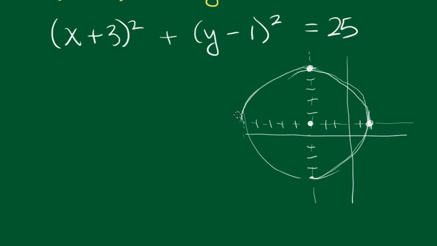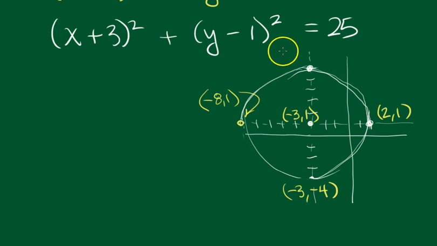Okay. And then the coordinates of these points, we have the center at negative 3, comma 1. I'm going to add 5 to the x-coordinate, subtract 5 from the x-coordinate, and do the same with the y-coordinate. Hold the x-coordinate constant and add or subtract the value of the radius.